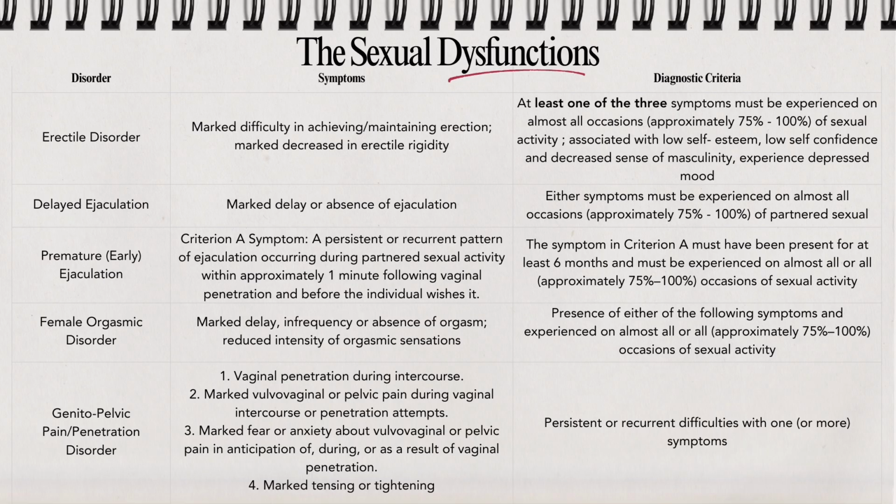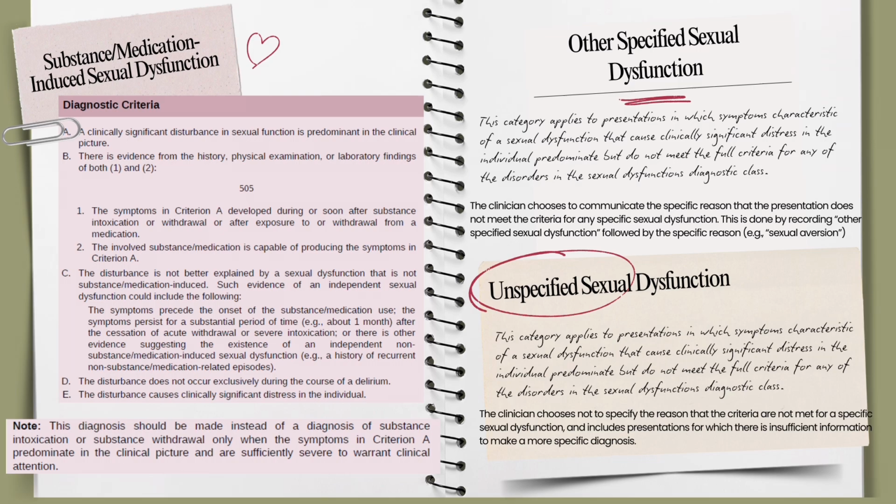These involve difficulties in the timing, frequency, or intensity of orgasm and must occur in most sexual encounters to meet diagnostic criteria. Sexual pain disorders, specifically genitopelvic pain or penetration disorder, involve persistent pain, fear, or muscle tension related to penetration, reflecting the interaction between physical sensations and psychological factors.